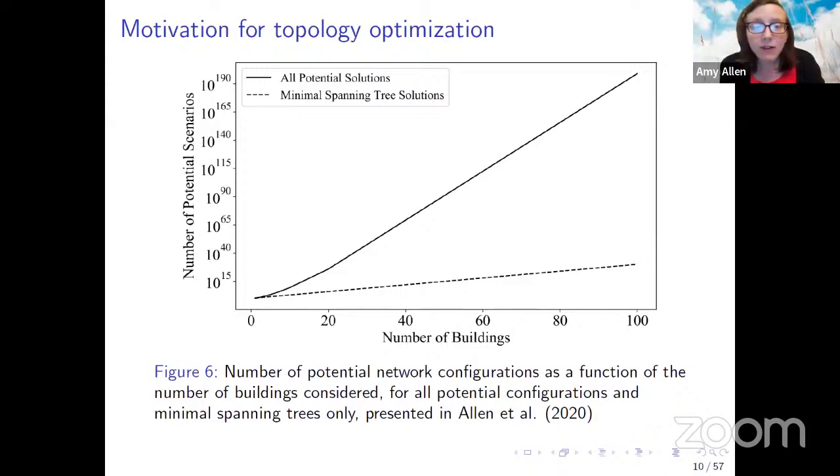And one can see that even with the restriction of the search space to minimal spanning tree solutions only, the size of the search space quickly becomes intractable for considering even 10 buildings. So this aspect of the problem motivates the use of network topology optimization, because with this consideration of the full suite of possible network configurations, the problem of selecting buildings to be served by the network and a network to connect them would quickly grow intractable otherwise.